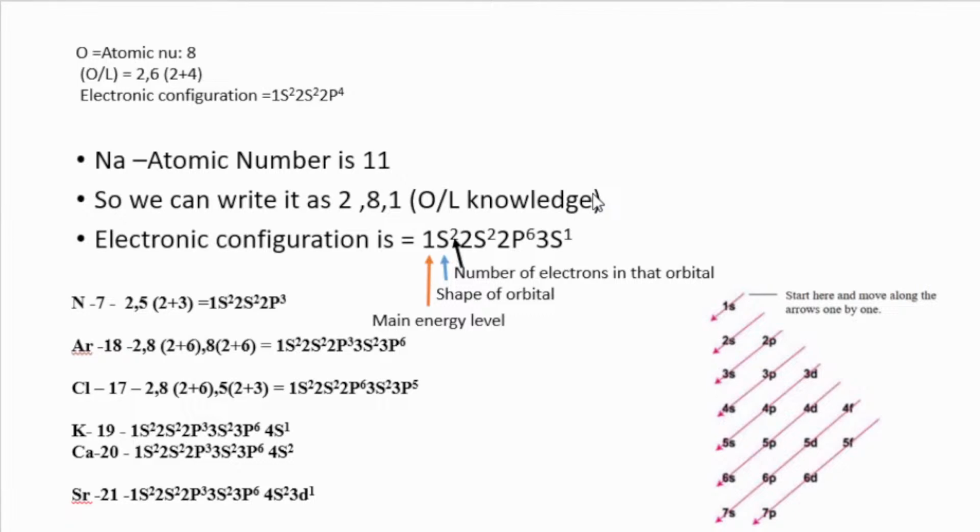No, Sarojini, for 3p orbitals, only 6 electrons can be occupied. For the potassium one, it's wrong. For the calcium also, I mentioned it correctly. This strontium also wrong. Argon also wrong. Chlorine will be okay. Chlorine and nitrogen are right, but the others are wrong.